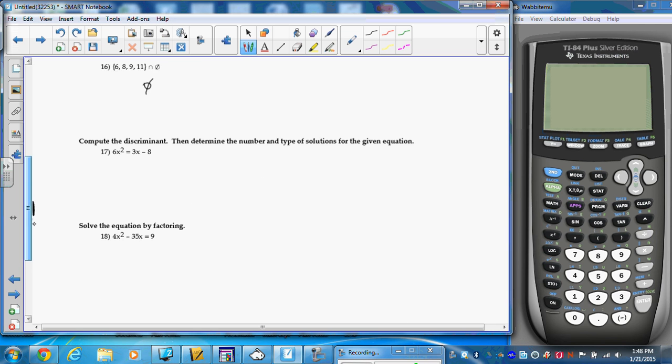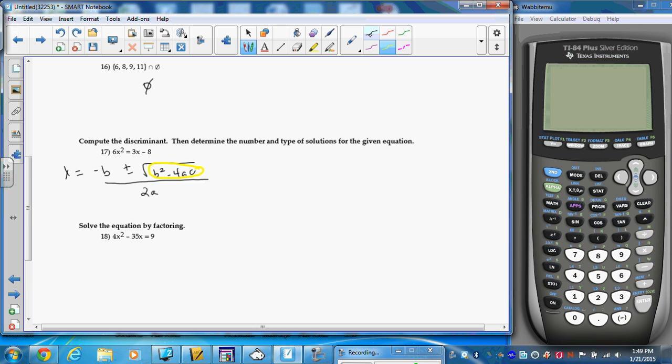So now we're going to compute the discriminant. So as we compute the discriminant, you need to remember the quadratic formula. And as we discussed earlier, x equals negative b plus or minus the square root of b squared minus 4ac over 2a. Well, the discriminant is simply the part under the radical. So this value is the discriminant.